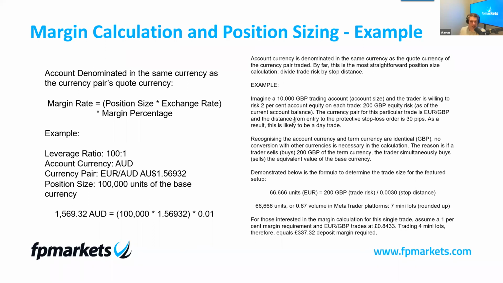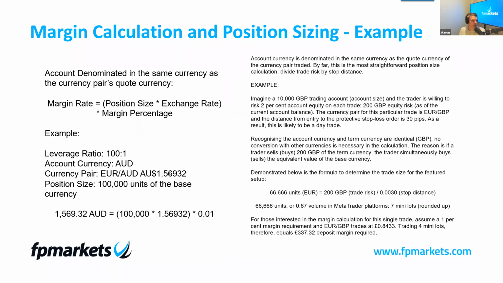Now, the distance from the entry to the protective stop loss order is 30 pips. Now, 30 pips is 0.0030. You'll see, there it is down there. So recognizing that the account currency and term currency are identical, as I've just explained, no conversion with other currencies is necessary in this calculation. The reason is, think about it like this, if the trader sells or buys £200 of the term currency, the trader simultaneously buys or sells the equivalent value of the base currency.